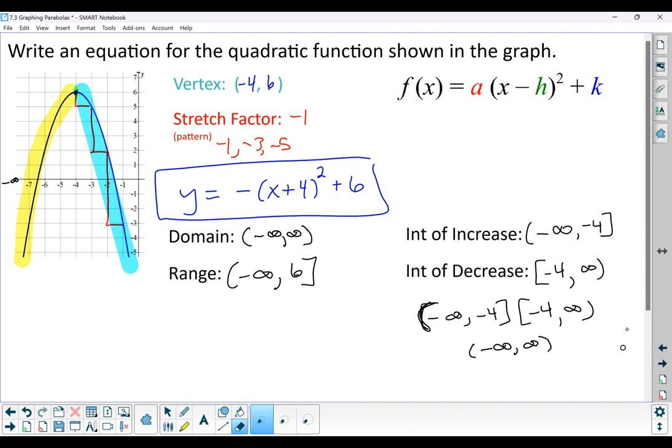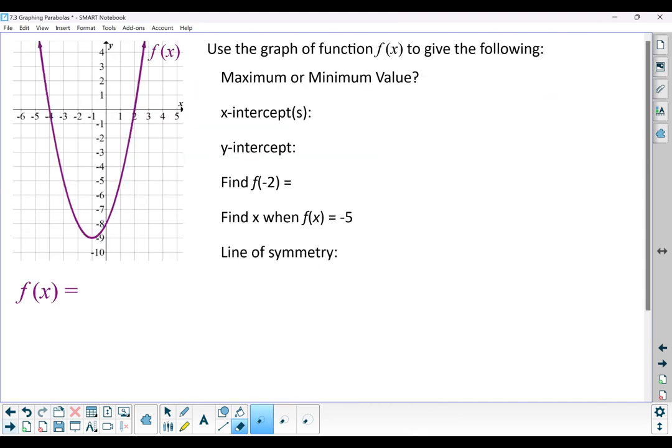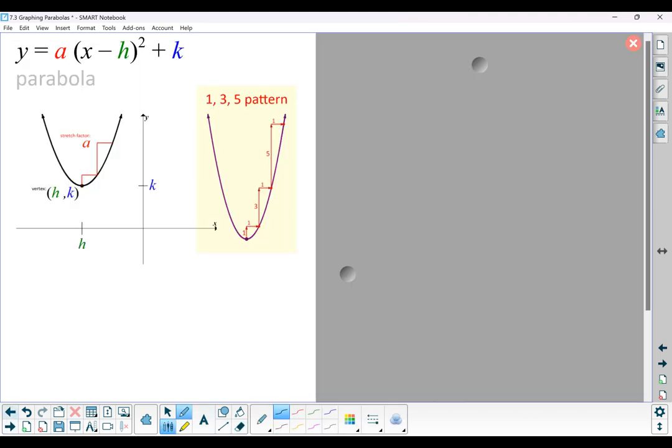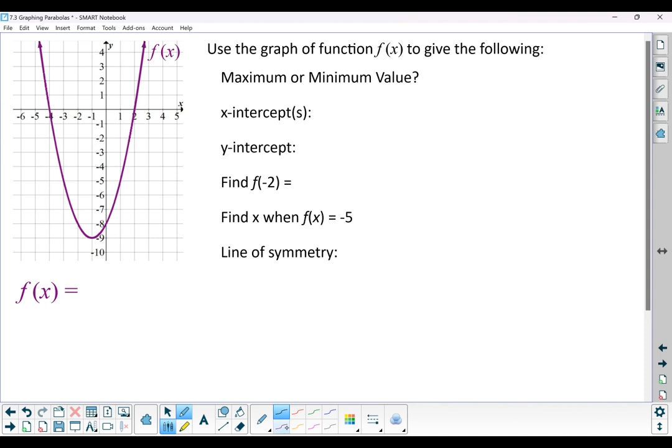Okay, so last one, I think. Yeah, last one of these graphs. Use the graph of the function to give the following. So we want to know, does this function have a maximum or minimum value? And you can see that it does not have a highest value. We've got arrows going off to the top, but it does have a lowest value, a minimum value of negative 9.